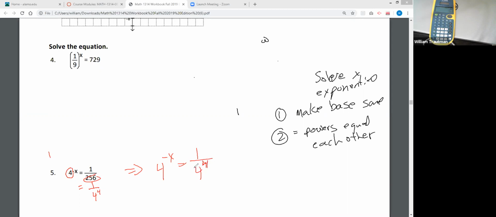Now, my bases are not the same because this 4 is on the bottom. Anybody know how I can get this 4 to the top? Anybody remember a rule of the exponents we had where I can get that 4 to the top?